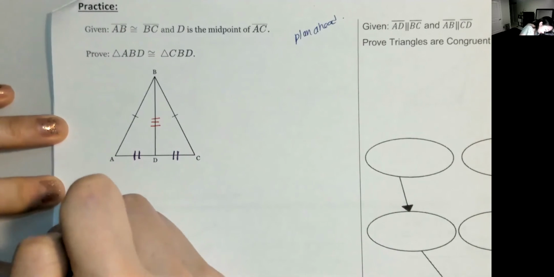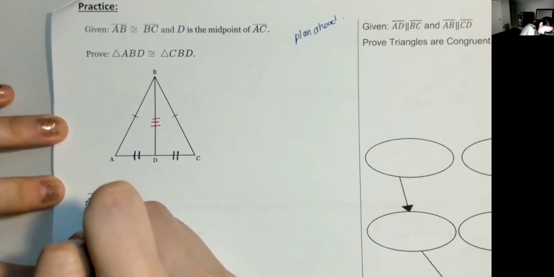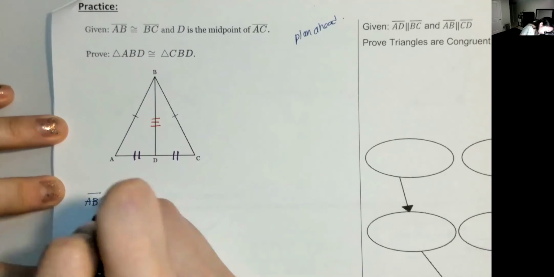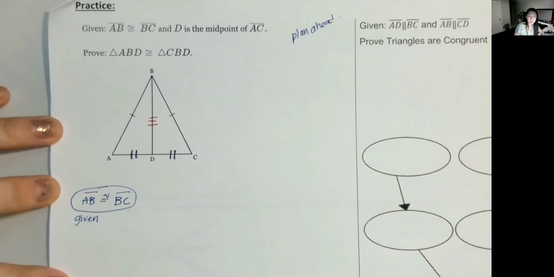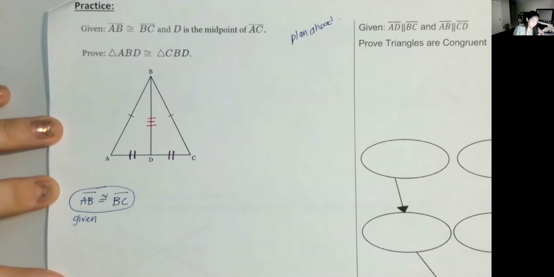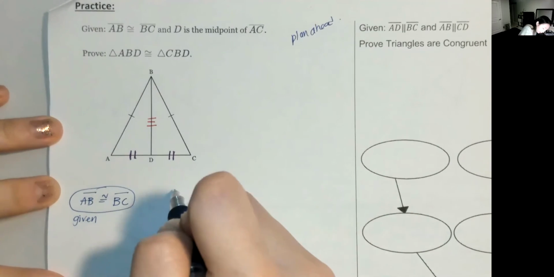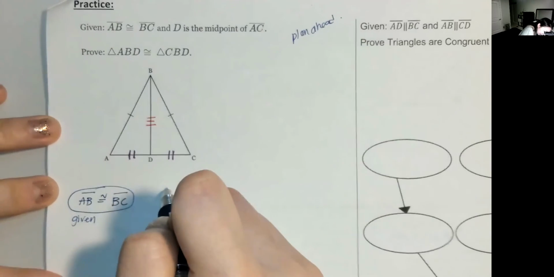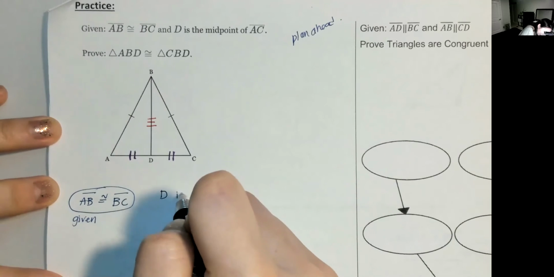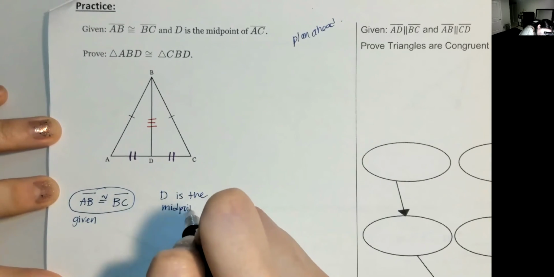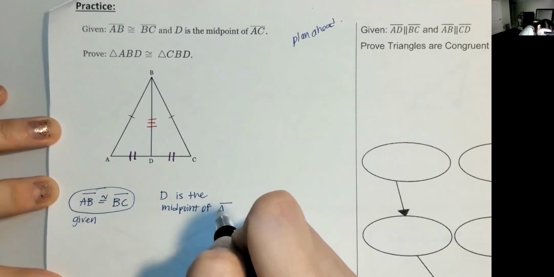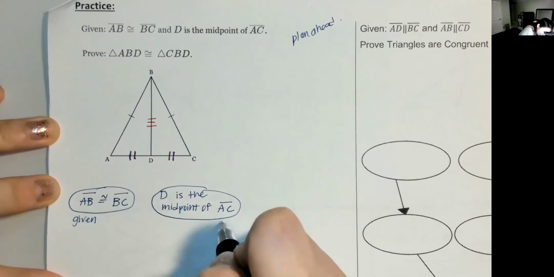That's totally fine. Those of you who are working along with me, always start with the given information. So the first thing is AB is congruent to BC. They gave that to us. So given, always start with given information. What else was given? They told us that point D is the midpoint of AC. That was also given.